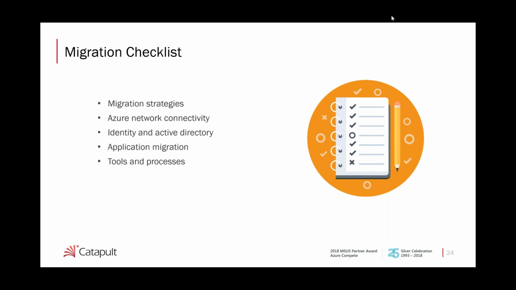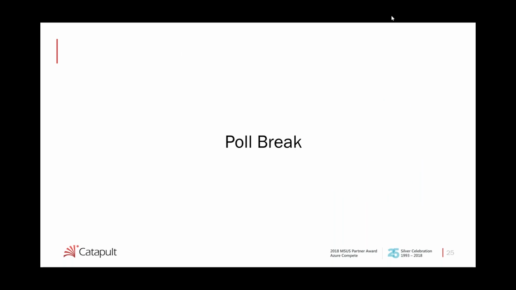Yeah, definitely have to do identity and Active Directory. The biggest mistake we see customers make is they don't set their Active Directory up correctly in Azure, and they have problems down the line for that. If you're running Office 365 already, you've already got a good start. Your application migration, and then tools and processes. So that's your checklist. We'll go through that.